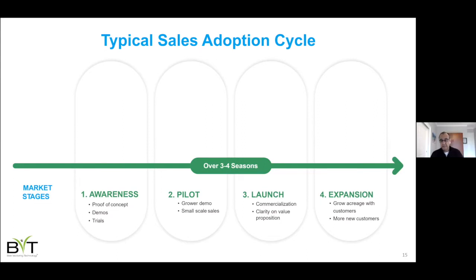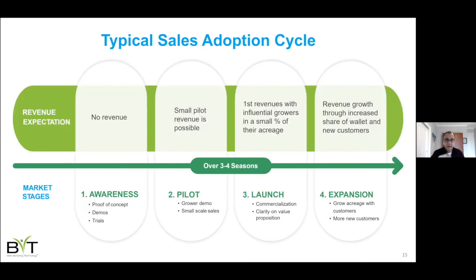And then finally, by the time you get to the fourth stage, you're in full quote unquote sales mode, where you're trying to increase the acreage, you're trying to recruit new customers and so on. So the revenue expectation as we go through these four stages is something like this. In the first stage of building awareness, frankly, you're not going to see any revenue. On the pilot stage, you might get some small revenue because, like I said, you might be doing launch campaign programs and you start that revenue journey.